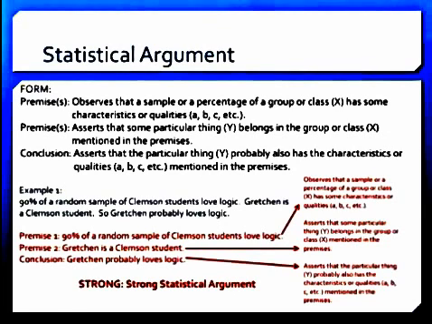Now let's look at an example of a statistical argument. 90% of a random sample of Clemson students love logic. Gretchen is a Clemson student, so Gretchen probably loves logic. Notice that what this argument does in its premises are two things. The first premise, 90% of a random sample of Clemson students love logic, observes that a sample or percentage of a group or class X has some characteristic or qualities. In this case, we're talking about the group or class of Clemson students having the characteristic of loving logic.